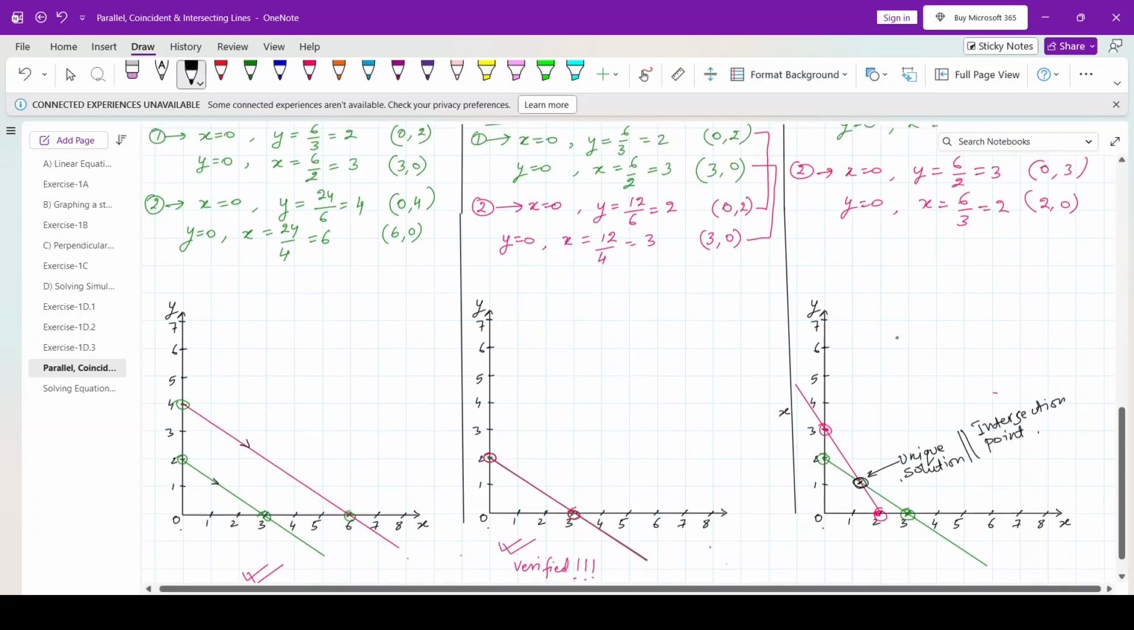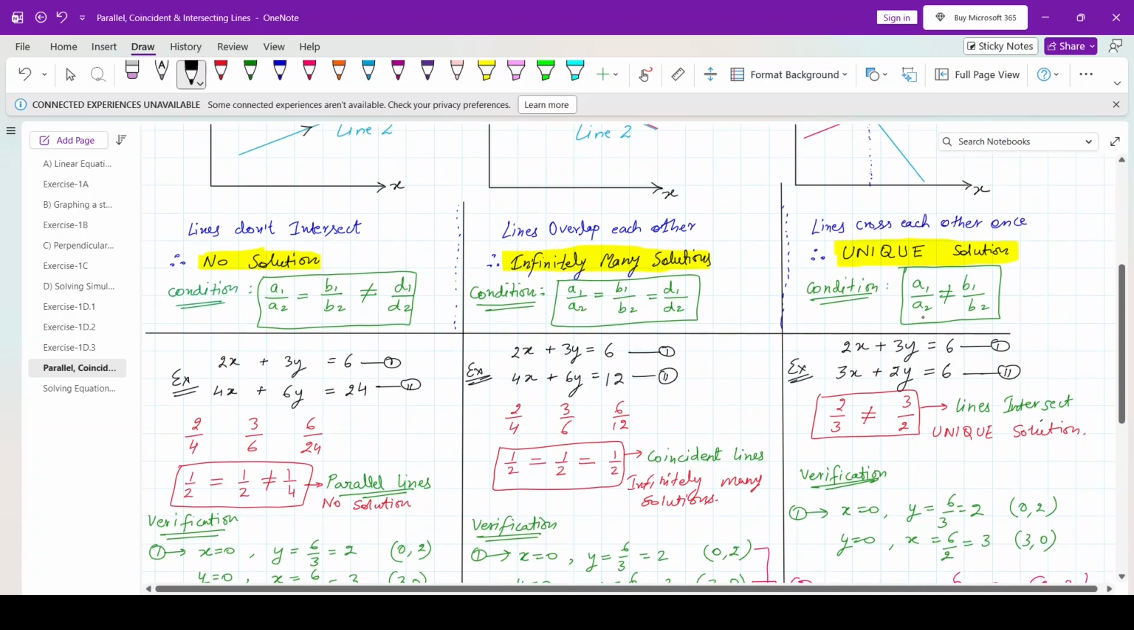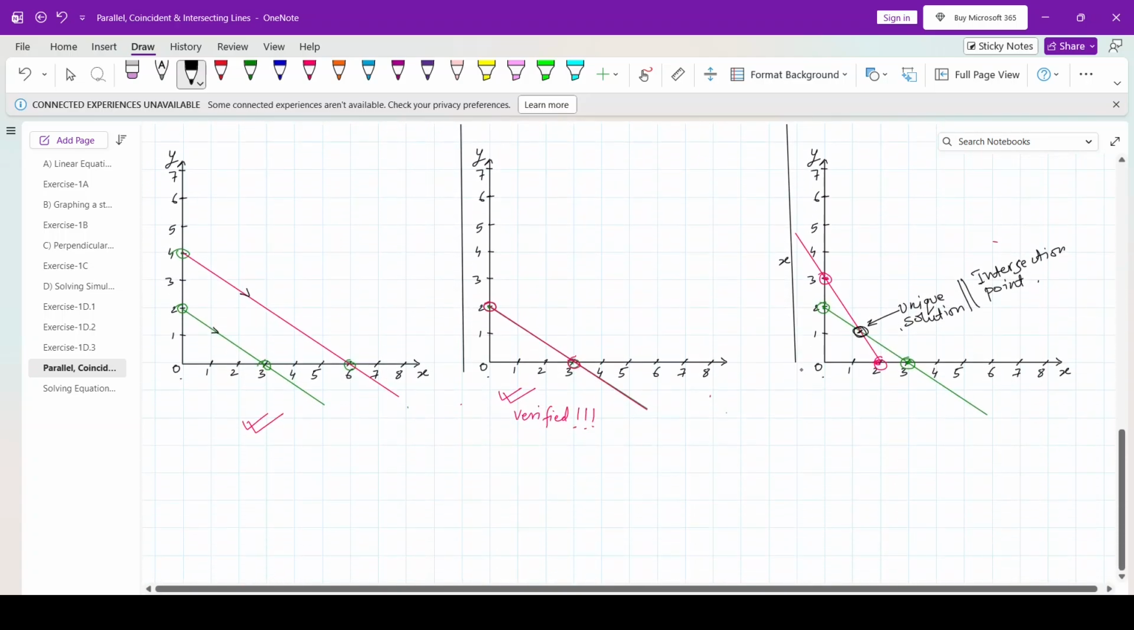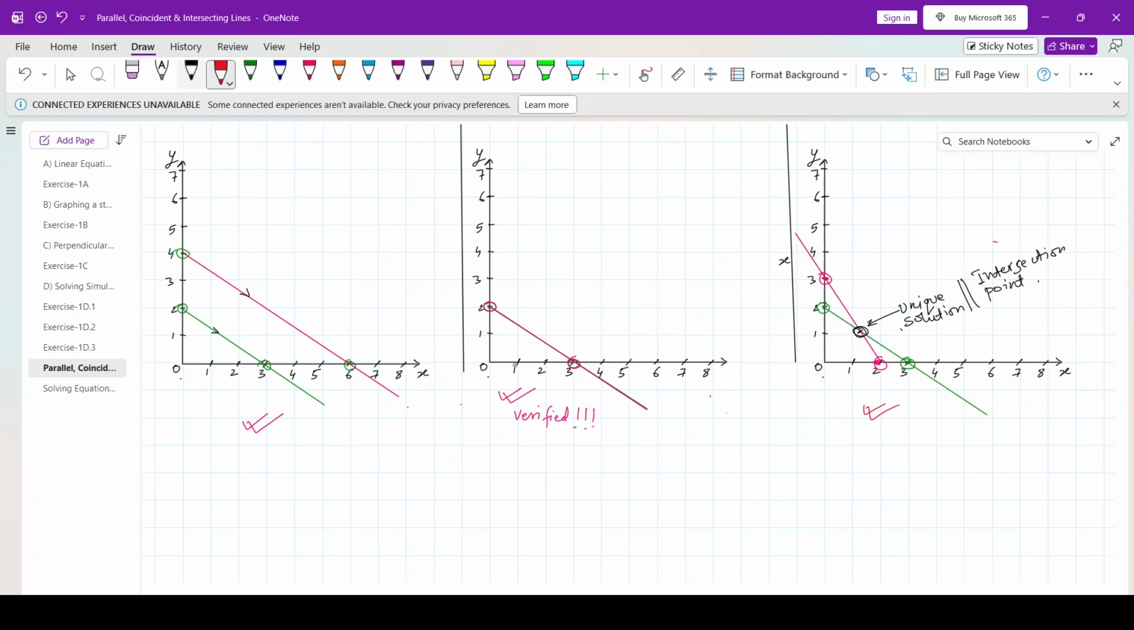Hence we have also verified that if this condition is satisfied, that is, if a1 by a2 is not equal to b1 by b2, then our lines will cross each other or intersect each other, and hence will give us a unique solution. These are the charts. So this one is also verified.